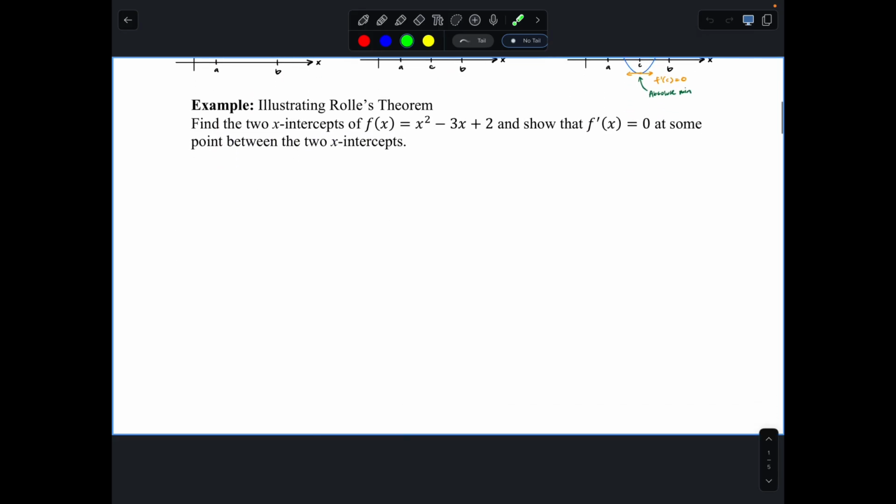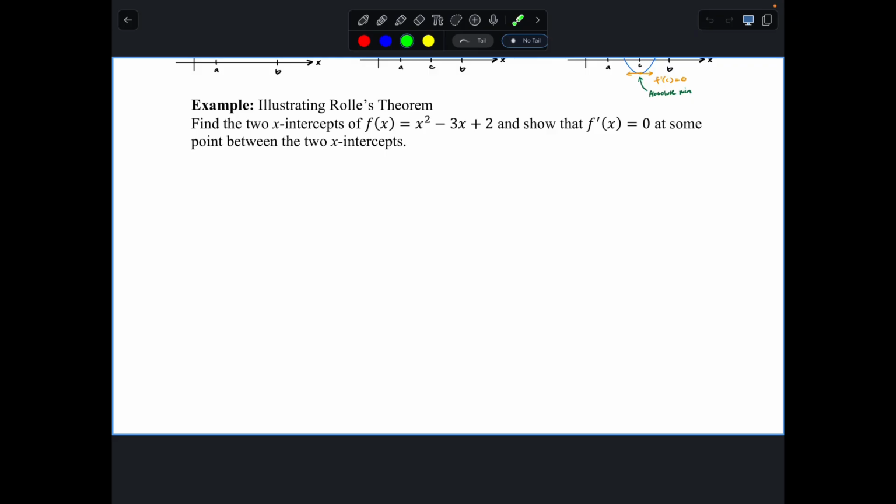So let's get into now the examples that I've chosen for these notes. They're all more like our textbook, and the wording of our textbook problems is kind of open-ended, whereas College Board is very direct in their questions and clear in what the question is asking. So I want to break this down a little bit. This example says find the two x-intercepts of f of x, that quadratic function, and then show that f prime of x is equal to 0 at some point between the two x-intercepts.